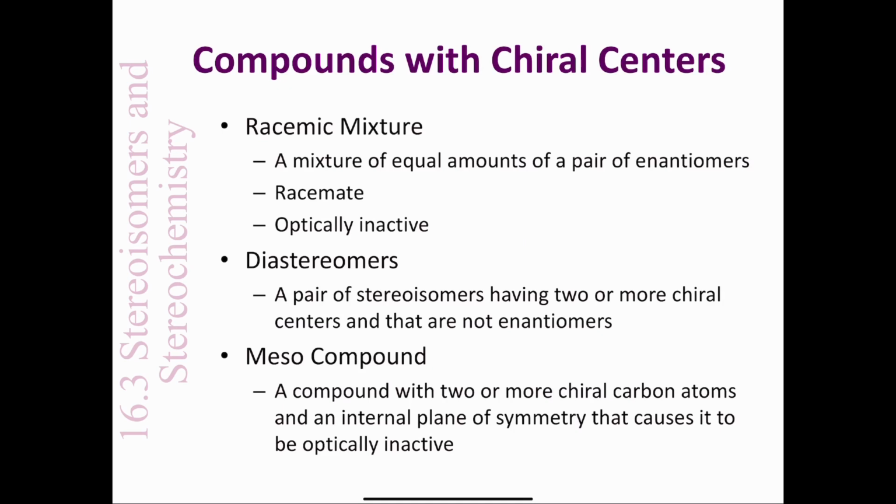Another definition you should be familiar with is diastereomers. Diastereomers are simply a pair of stereoisomers having 2 or more chiral centers, but they aren't enantiomers. And then finally, you should also know what a meso compound is. A meso compound is a compound with 2 or more chiral carbon atoms and an internal plane of symmetry that causes it to be optically inactive.